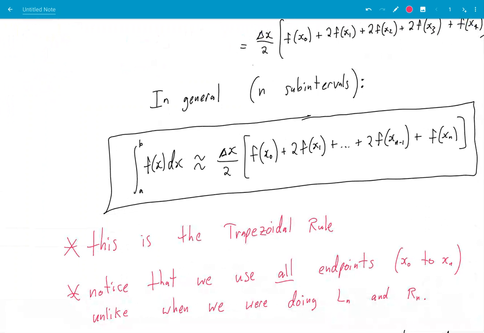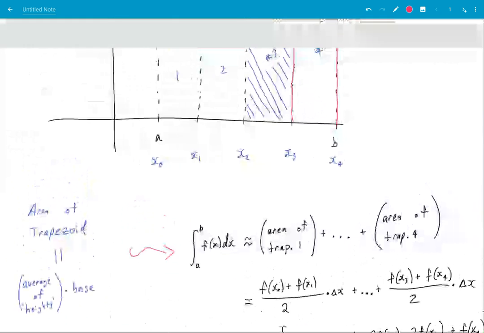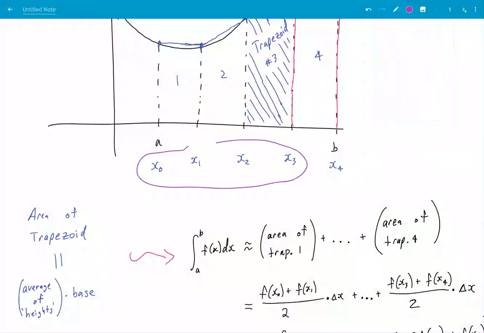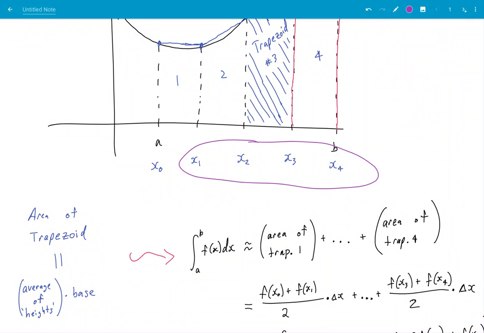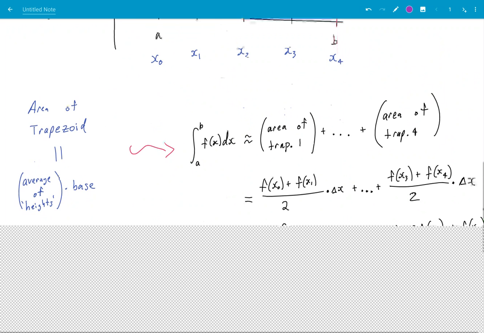So pause and copy this stuff in red. I want you to notice that we're using every one of our endpoints. If I were doing L4, I'd be using just these endpoints. If I were doing R4, I would be using just these endpoints. But now, quite differently, for the trapezoidal rule, I'm using actually 5 endpoints. I'm using all the endpoints.